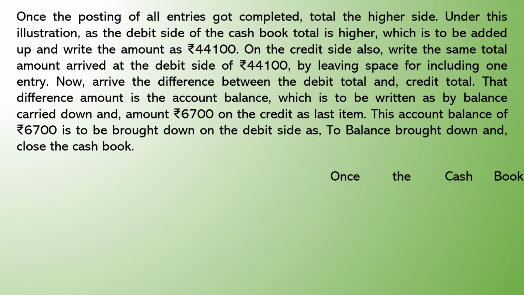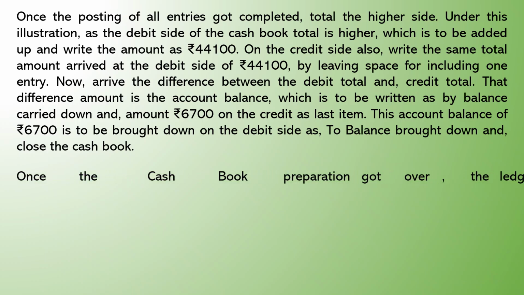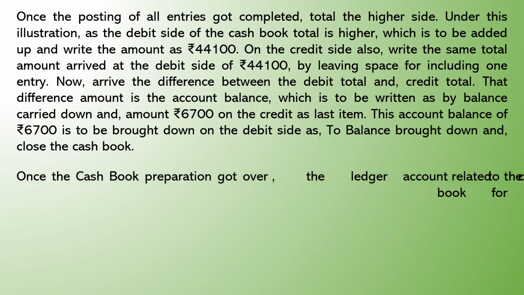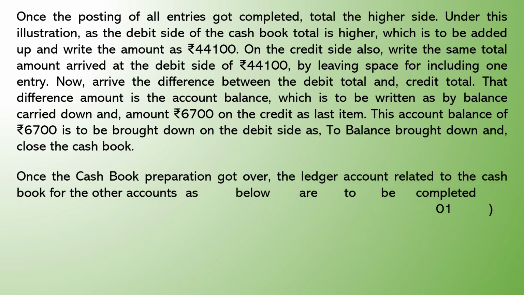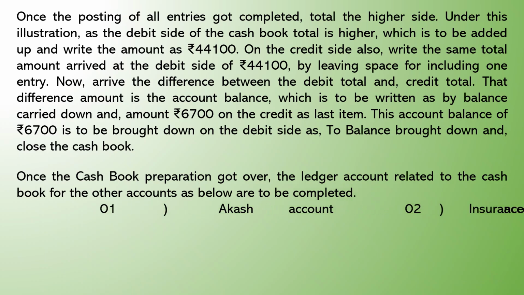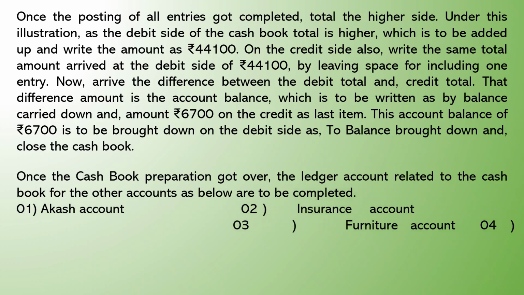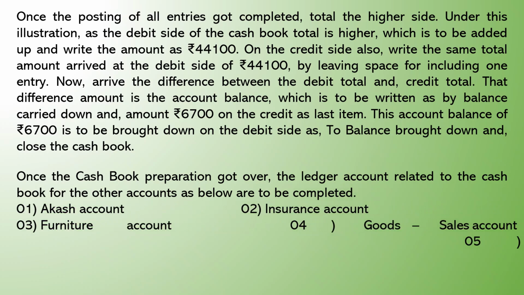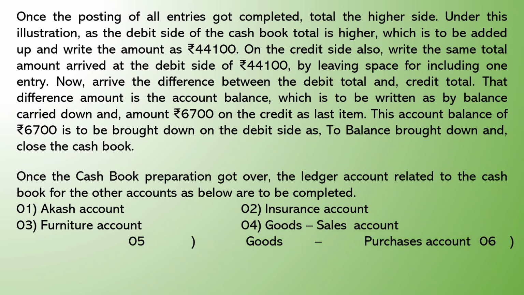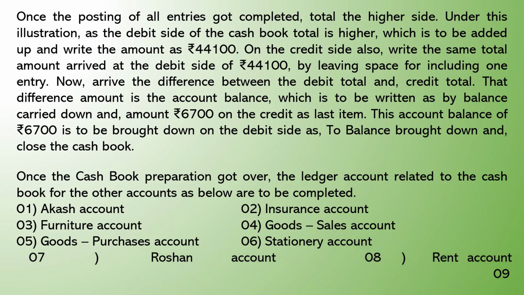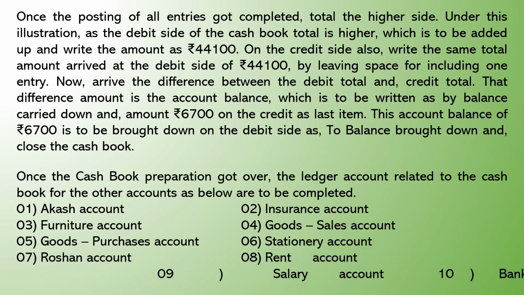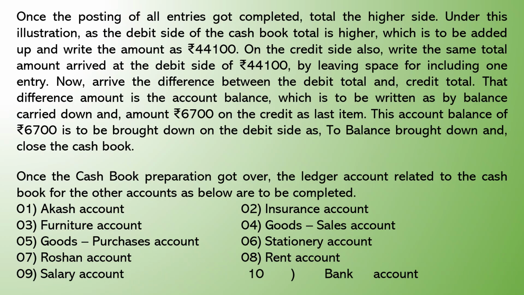Once the cash book preparation is over, the ledger accounts related to the cash book for the other accounts, as below, are to be completed. 1. Aakash account. 2. Insurance account. 3. Furniture account. 4. Goods sales account. 5. Goods purchases account. 6. Stationery account. 7. Roshan account. 8. Rent account. 9. Salary account. 10. Bank account.